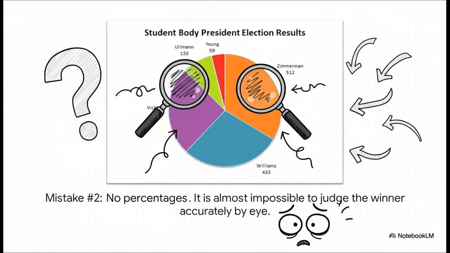Okay, now look at this student election chart. This is mistake number 2. There are no percentages. Just looking at the slices, can you tell for sure if Williams with 433 votes beat Vickers, who had 387? The slices look almost identical. It's impossible to tell by eyes, so you're just left guessing.